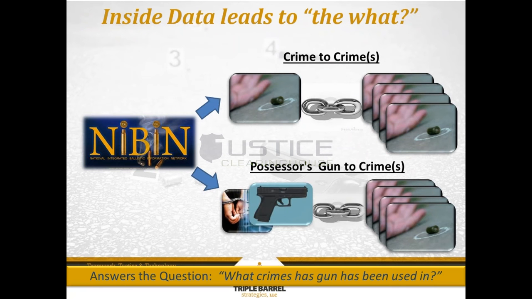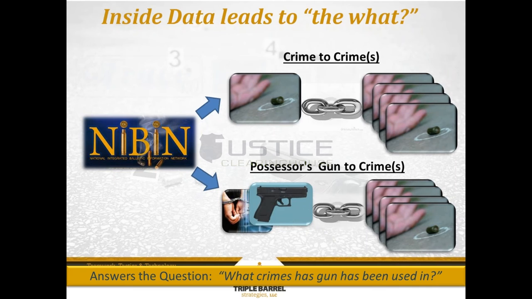The inside data, the ballistics data, answers the question, what? What crimes has this gun been used in? And the IBIS technology used in the NIBIN program, for example, can link one crime to another crime or series of crimes. It can also link a possessor's gun to a crime or series of crimes. Again, it answers the question, what crimes has this gun been used in?